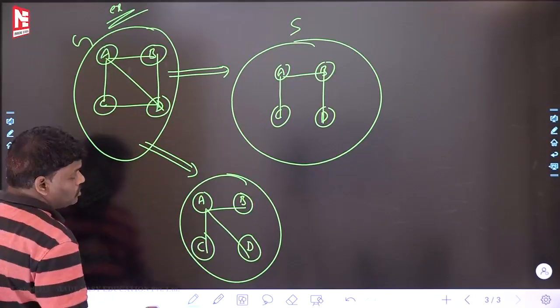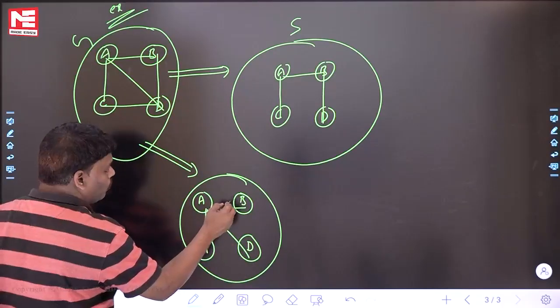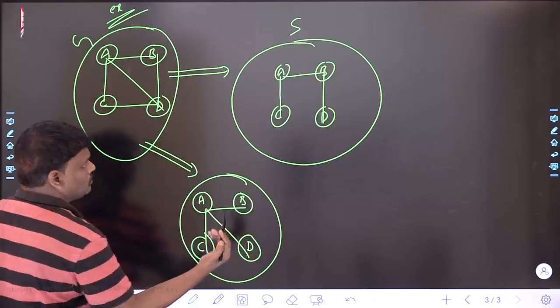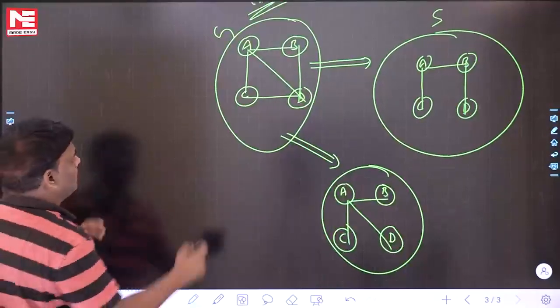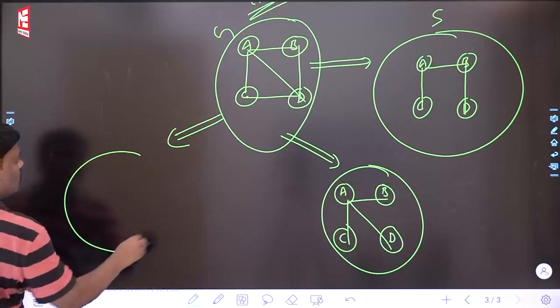Some people are asking, sir, how is it connected? How to go C to D? Like this you can go. How to go B to C? Like this you can go. How to go B to D? Like that. So, this is also a spanning tree. Some people are asking, sir, can you draw one more spanning tree? Let me write now. See this one, interesting answer.